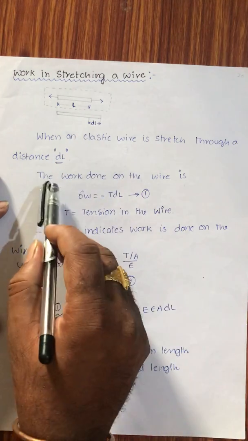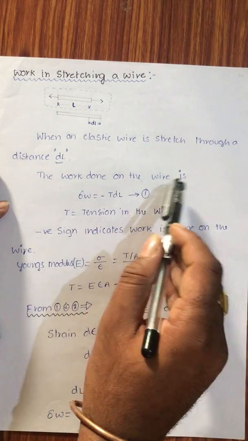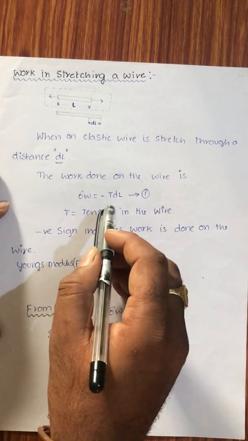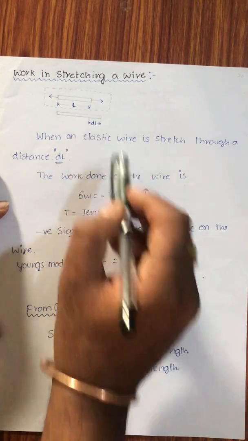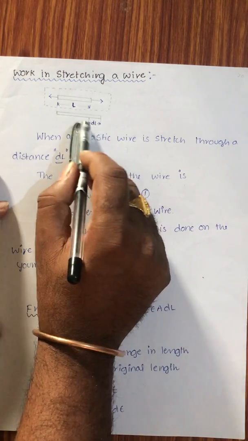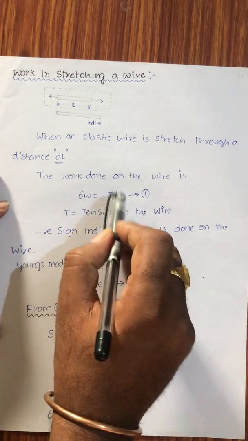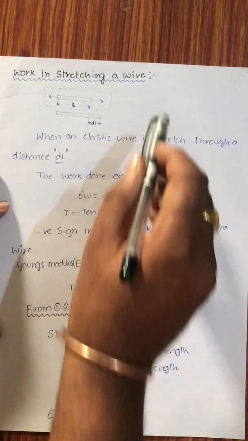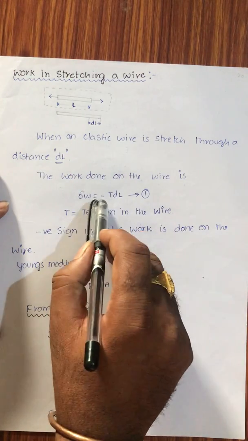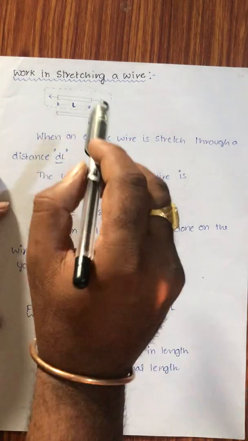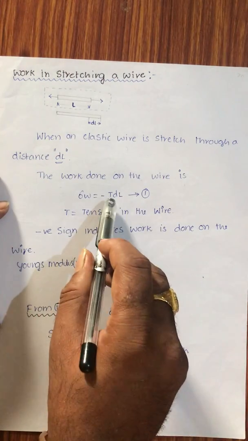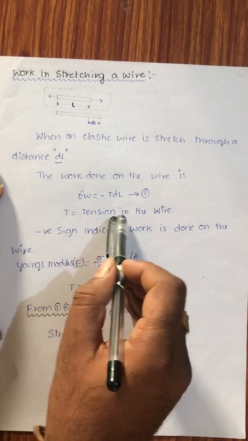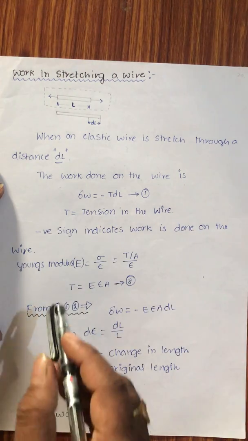Now the work done on the system, that is the wire, delta W is something like linear work: force into displacement. Force is the tensile force T, and dl is the change in length, the distance through which the wire is displaced. So delta W is equal to minus T dl. The minus sign indicates that work is done on the system, that is the wire. T is the tension in the wire, the tensile force.